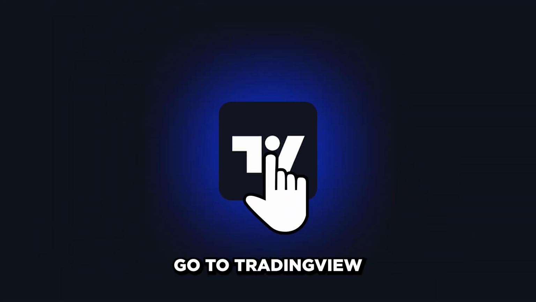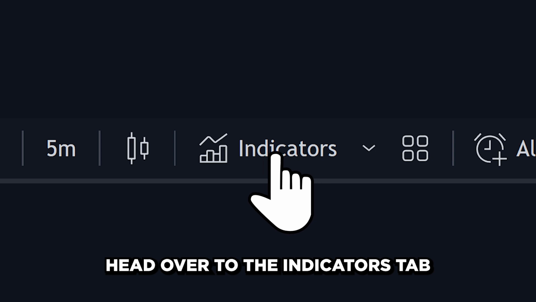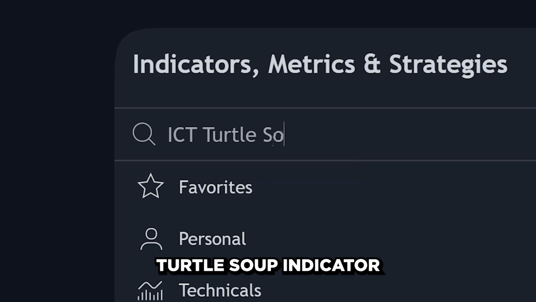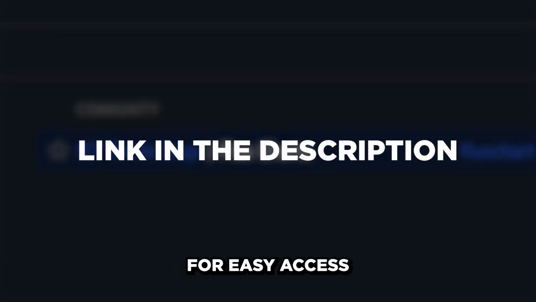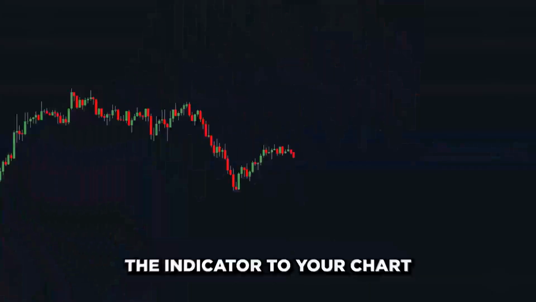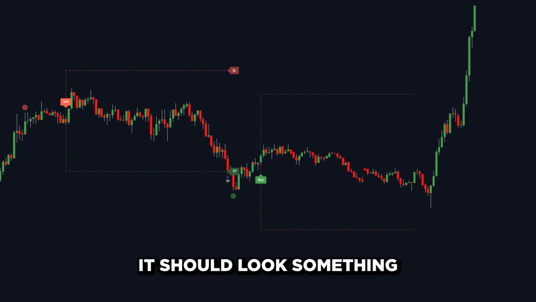To get started, go to TradingView, head over to the Indicators tab, and search for the ICT Turtle Soup indicator by Flux Charts. I'll also leave a link in the description for easy access. Once you've added the indicator to your chart, it should look something like this.